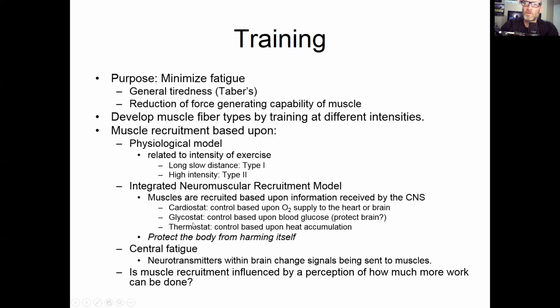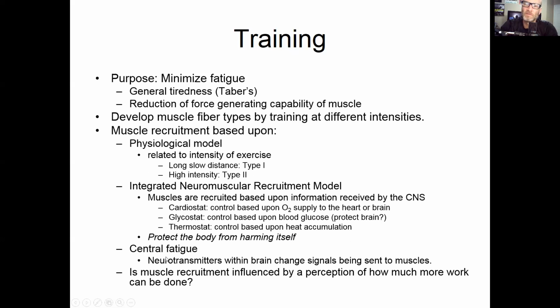So we've got to be careful. These are all hypotheses, right? There are lots of neat experiments out there now trying to test these, but they are hypotheses. And the idea here, when talking about fatigue and muscle recruitment and this integrated neuromuscular recruitment model, also known as the central governor model, is that the brain may be trying to protect the body from harming itself. You don't want to get too warm. You don't want too low of an oxygen supply to the heart or the brain, and you don't want too low blood glucose. So maybe you start shutting things down prior to that.